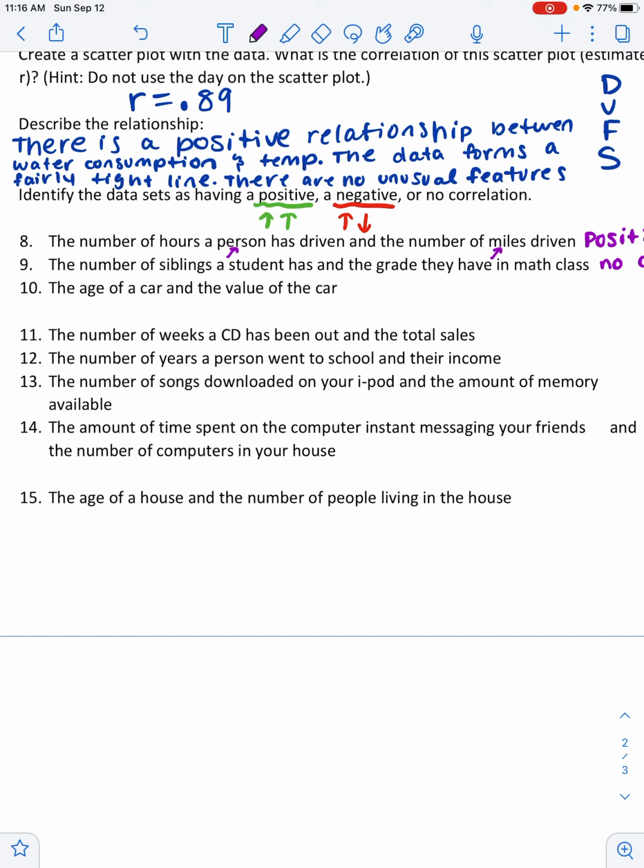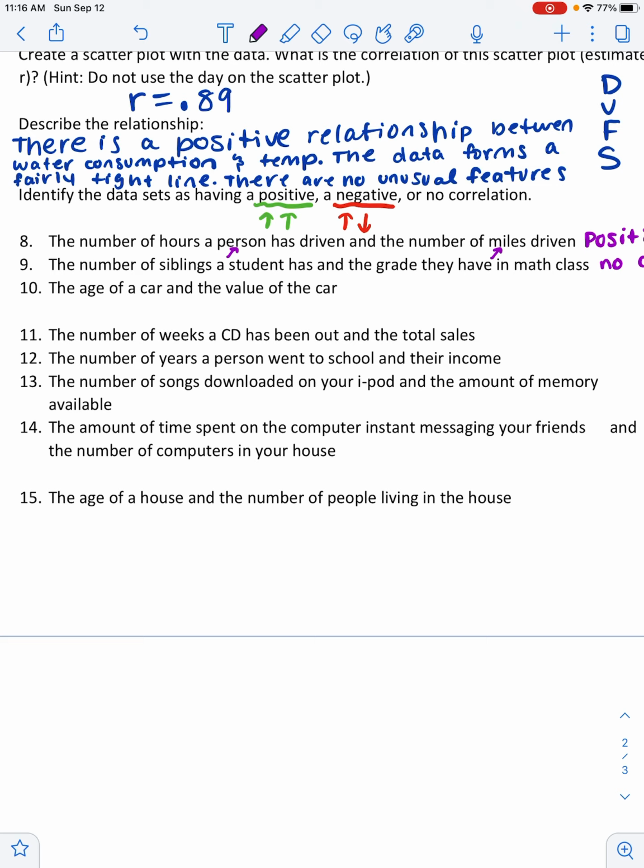But if I have siblings, on the other hand, maybe one of my siblings is really good at math and can tutor me in math, or they've already taken the math class I'm in, and so they could help me out, and therefore they could help to increase my grade. So I could see where having more siblings or less could both have an impact on grade.